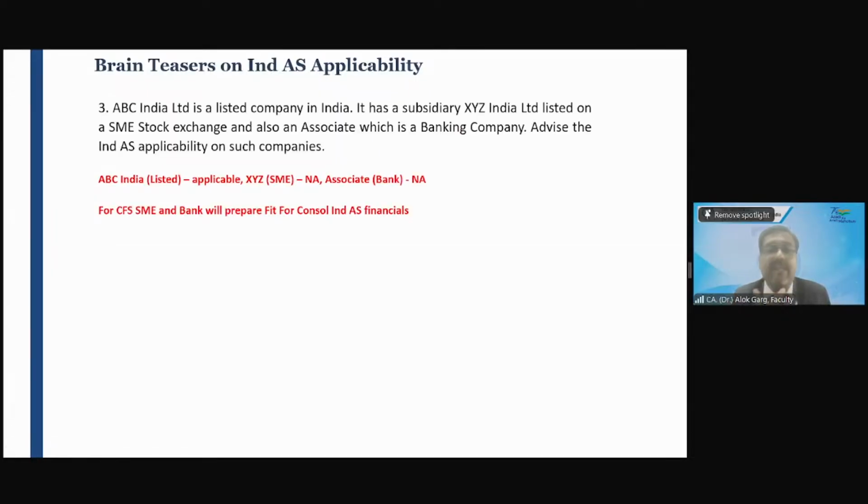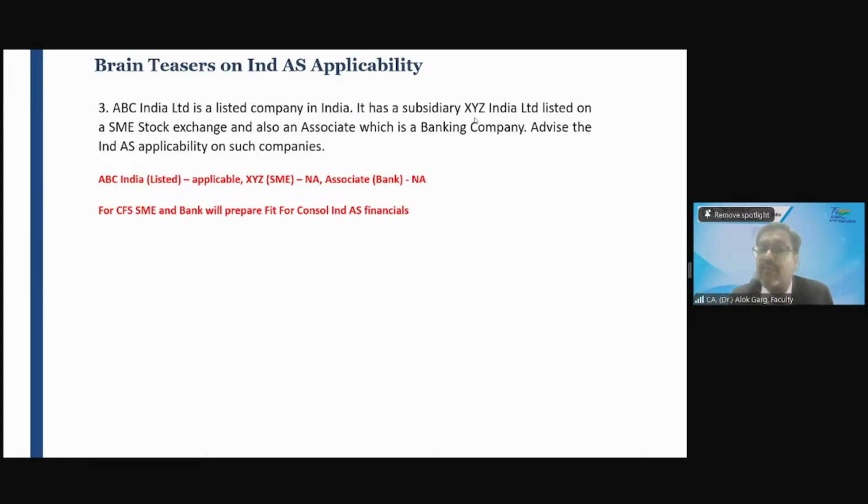Here the paper got leaked, the answer came in advance. Question number 3. ABC India Limited is a listed company in India. Since it is a listed company, Ind AS applicable, not applicable? Ind AS is applicable. It has a subsidiary XYZ India listed on an SME stock exchange. XYZ India, Ind AS applicable, not applicable? It can apply voluntarily, but mandatorily not applicable.